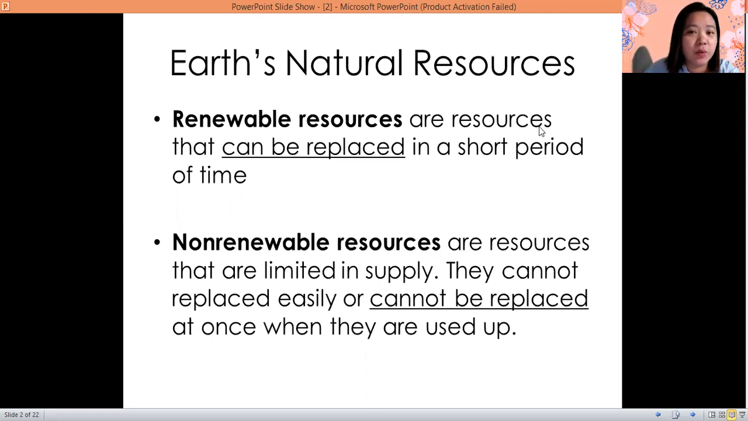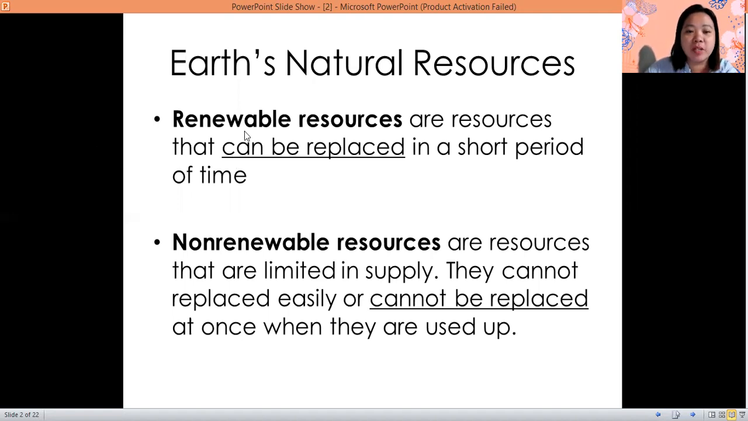So what are renewable resources? These are resources that can be replaced in a short period of time. So it can be replaced. All right. So later, I'm going to show you some examples of renewable resources. What about the non-renewable resources? The non-renewable resources are resources that are limited in supply. They cannot be replaced easily or cannot be replaced at once when they are used up.